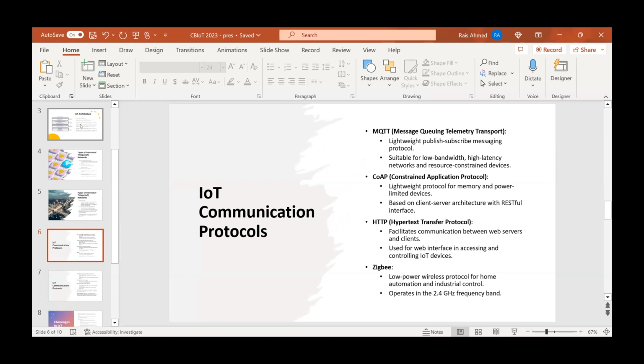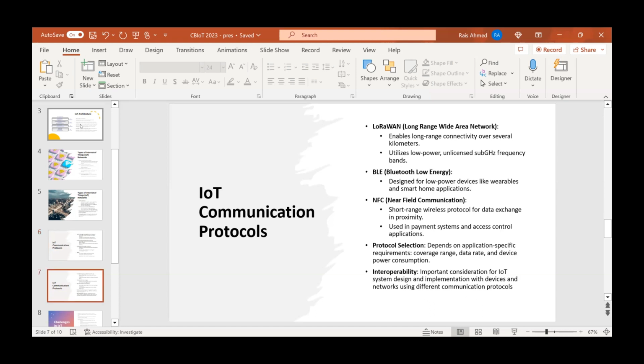RESTful interfaces: HTTP is used for feasible communication between the web and server, used for web interfaces and accessing the console of IoT devices. ZigBee is basically for low-power wireless protocols and home automation devices, using the 2.4 gigahertz frequency band. LoRa enables long-range connectivity over several kilometers, and uses low power with sub-gigahertz frequencies.